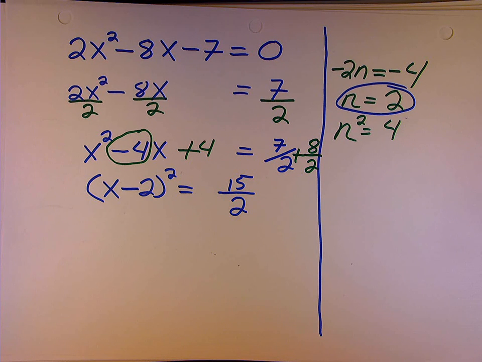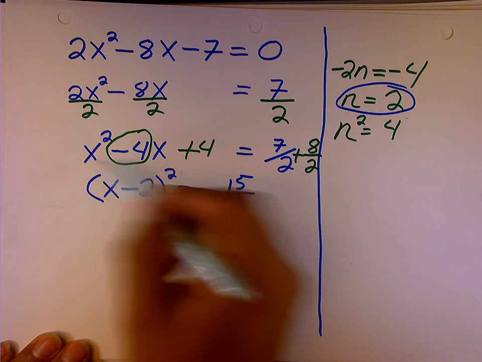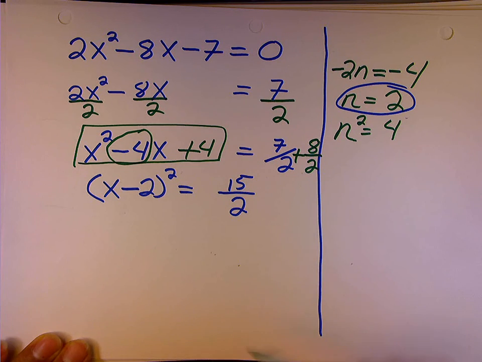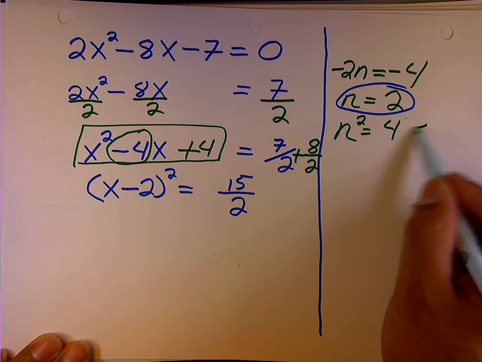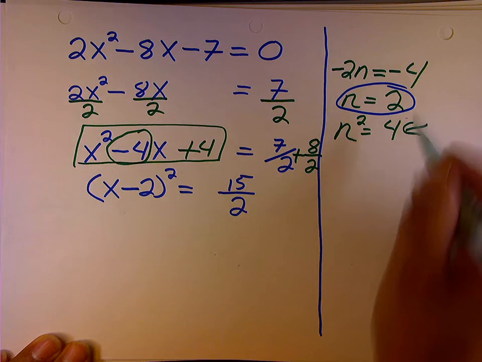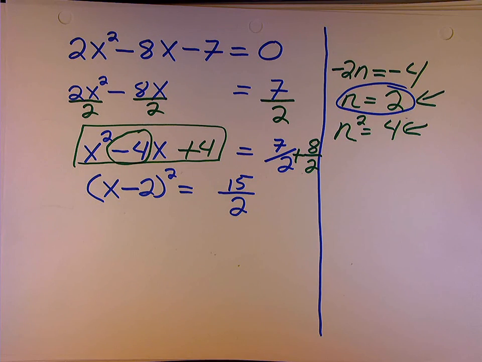I thought you were supposed to plug in 4 instead of 2. Well, I did plug in 4, I added 4 to both sides. However, the perfect square trinomial factors to x minus n, not the n squared. So bringing the 4 on this side is what makes it a perfect square, but it's always going to factor to x minus the n. So basically I'm using both of those numbers.